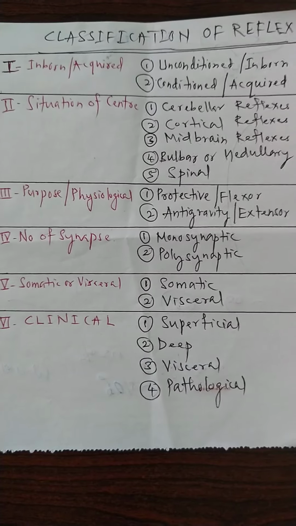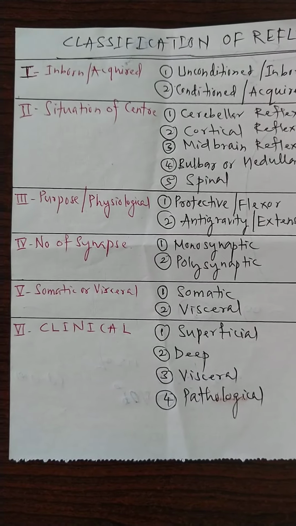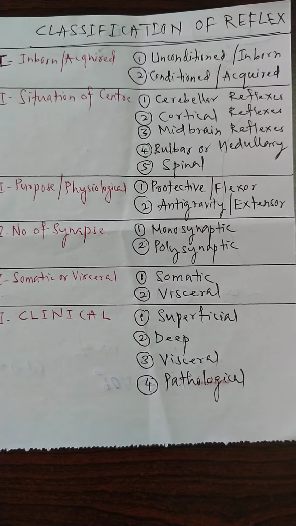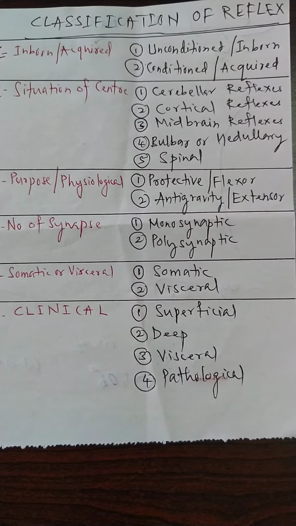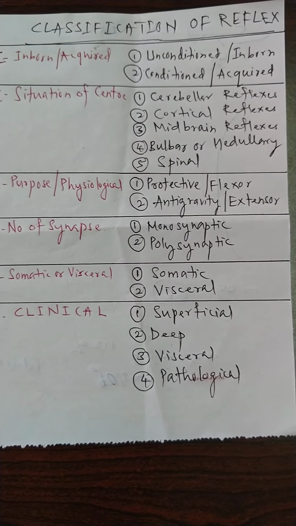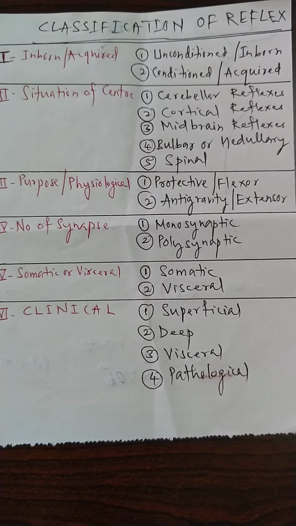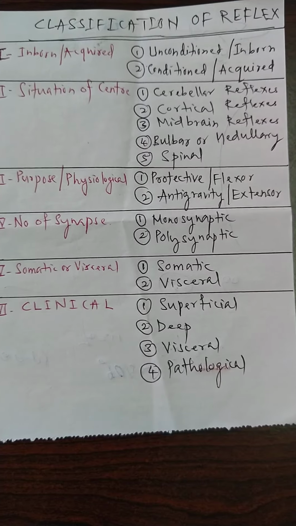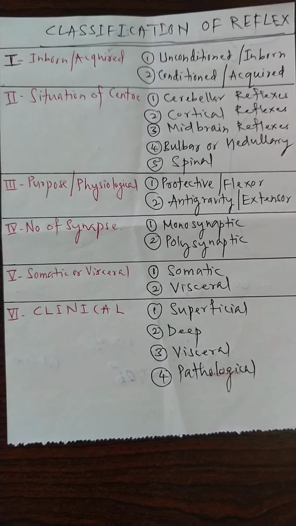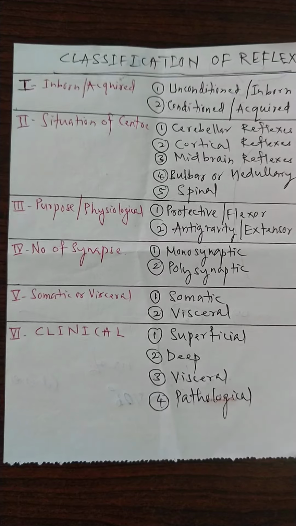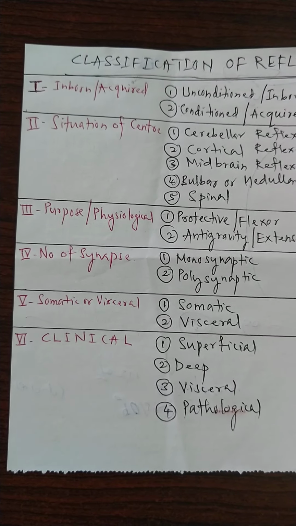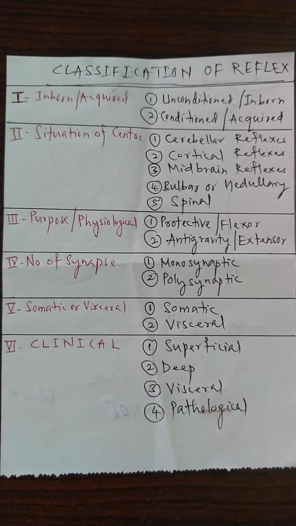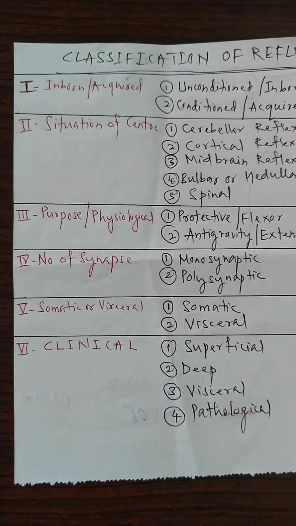Then the second classification is based on where the center for the reflex is situated. Depending upon this, there are five different types of reflexes. Cerebellar reflexes, where the center is situated in the cerebellum. Cortical reflexes, where the center is in the cerebral cortex. Midbrain reflexes, where the center is in the midbrain. Bulbar or medullary reflexes, where the center is in the medulla oblongata. And spinal reflexes, where the center is in the spinal cord.